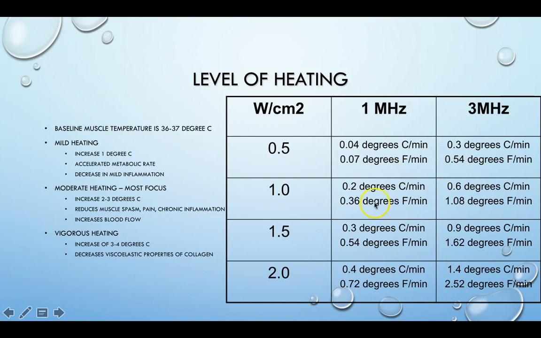So it's roughly about 3 times faster to use 3 megahertz than it is 1 megahertz, but it's not exact. That's using 1.0 watt per centimeter squared. So if we were using 0.5 watt per centimeter squared, and this is all for 100% continuous ultrasound, so no duty cycle set, we'd get about a 0.04 degree Celsius per minute increase at 1, or a 0.3 degrees Celsius per minute increase at 3. And so you can see those going up.